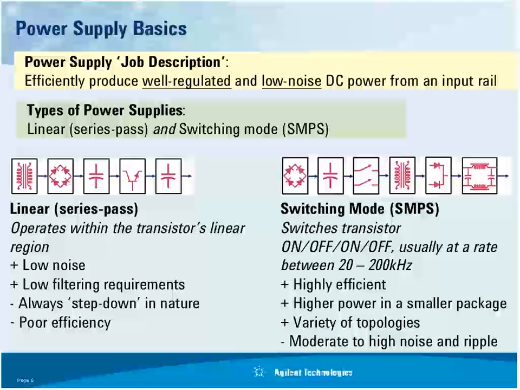So what is the job of a power supply? Well, it's to produce a well-regulated, low-noise DC output. And there are basically two different types of power supplies. There's the linear power supply and the switch mode power supply, typically just called switching power supplies. There are advantages and disadvantages of each. Now, years ago, there were only linear power supplies. Some of the advantages are that they do have low noise. They can be very well regulated. It's relatively easy to filter them.